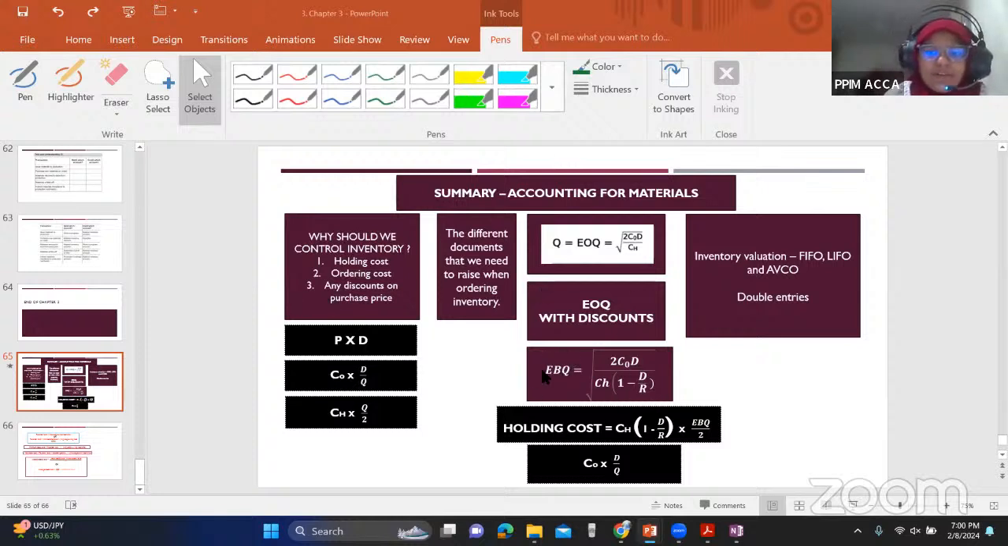Okay, so take all of this down. EBQ and this EOQ with discounts also, just take it down. I will talk about it again in another question because I don't want to overload you with everything in just 10 minutes. I will talk about the EOQ with discounts and how to do the EBQ properly with another question.